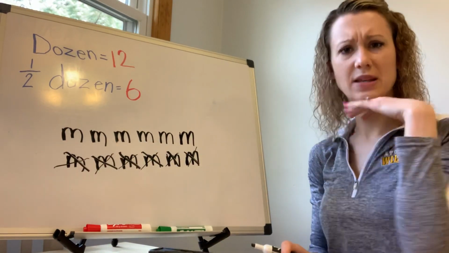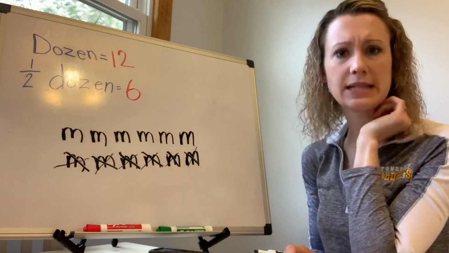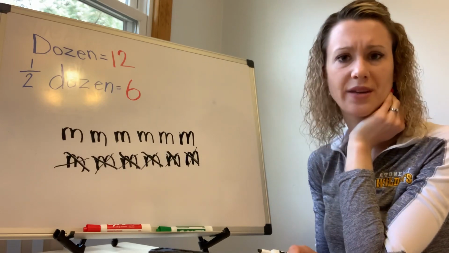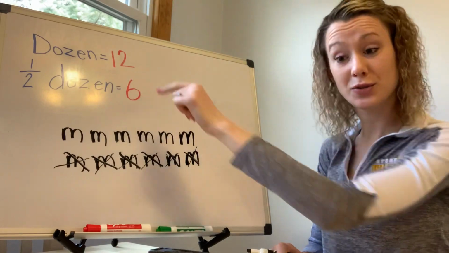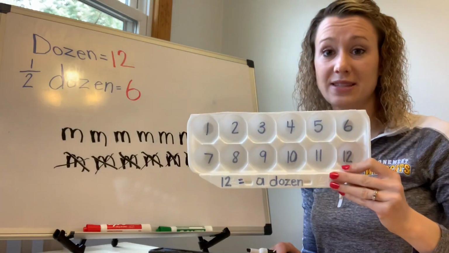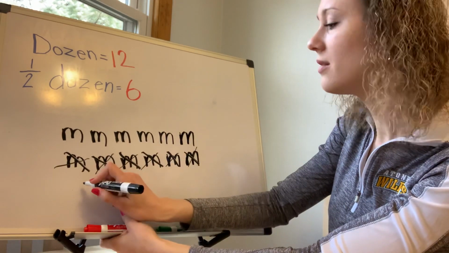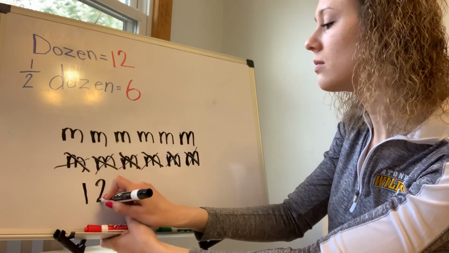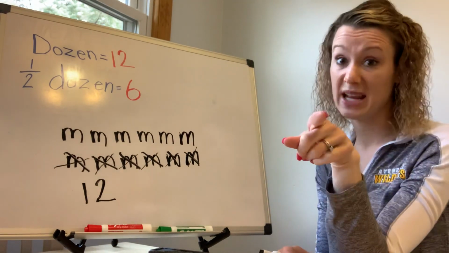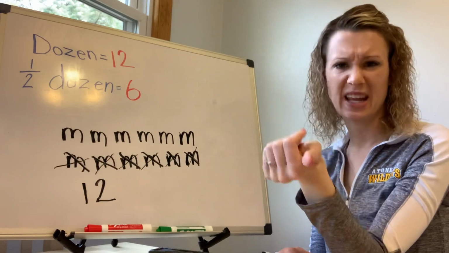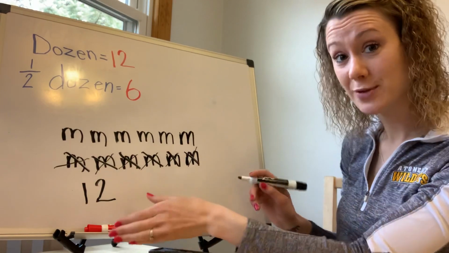So now I need to write my number sentence for my story. If mom made a dozen, what number do I start with? I start with the number, a dozen means 12. She started with a dozen muffins. She had 12. So I'm going to write 12. Now what sign do I need? You came and ate some. So did I get more or did I lose some? I lost some, so I need a minus.